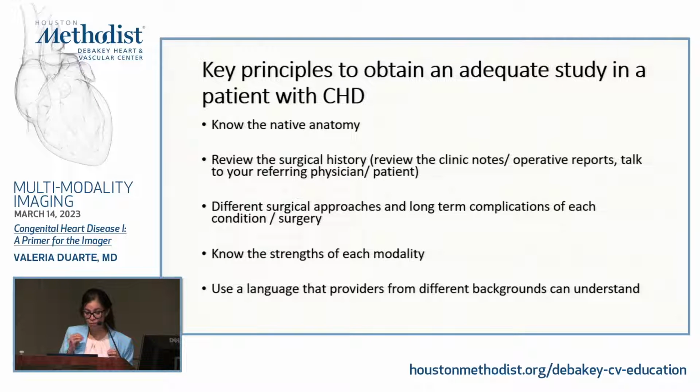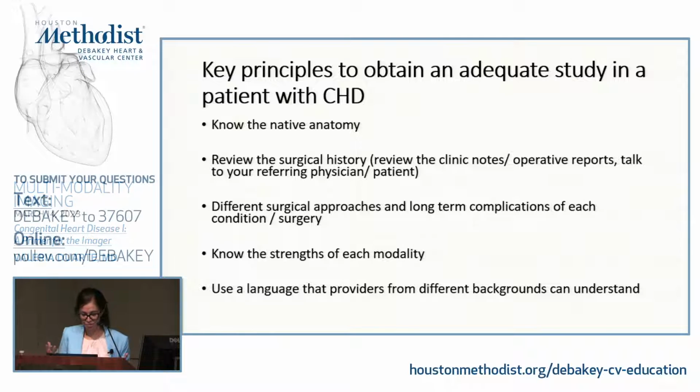So look for them, because they're key as you're working through your protocol and your imaging acquisition. Then we need to know and understand the different surgical approaches and long-term complications of each condition. The same condition, for example D-loop transposition of the great arteries, has different surgical strategies: atrial switch, Senning or Mustard, arterial switch, and some patients also are eligible for Rastelli. All those surgeries have different long-term complications. So it's not straightforward sometimes.